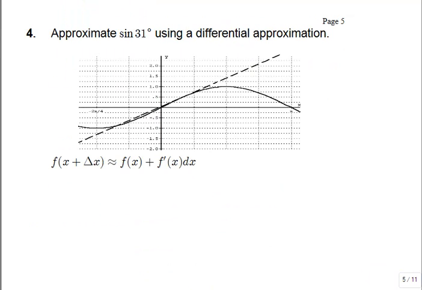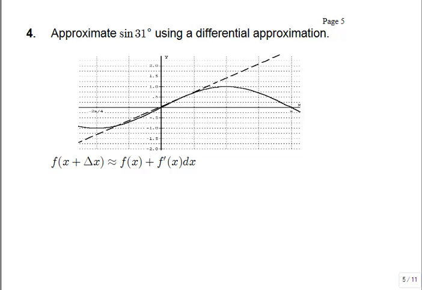All right, now we've already done this problem once. We approximated sine of 31 degrees using a tangent line. Now we're going to do the same problem, but this time we're going to use a differential approach. So we're going to use differentials to approximate sine of 31 degrees. And they are very, very similar approaches.